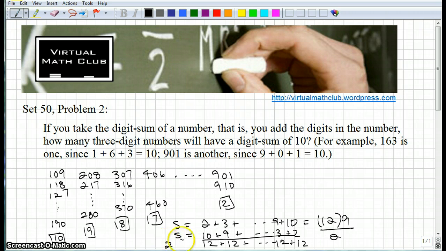But that is 2 times S because we've added 2 S's together. So to get S, which is the sum of the numbers, then we just take 9 times 12 and then divide it by 2, and we get S by itself. Alright? That's kind of the quick way to do it. Long explanation, but a quick way to do it if you remember the formula, remember how it works. Okay? So this is just 6 times 9, and that's equal to 54. Alright? So that means there are 54 three-digit numbers that have a digit sum of 10.